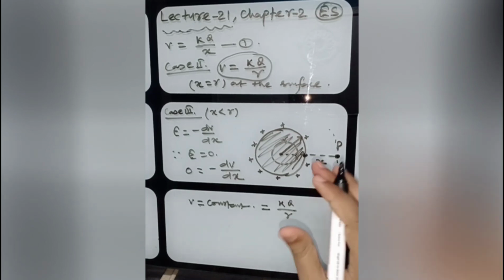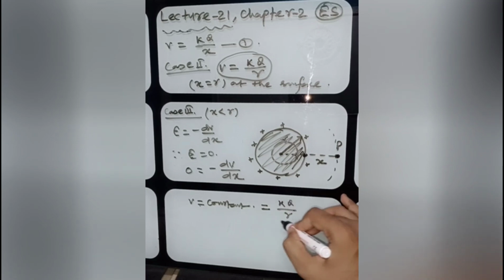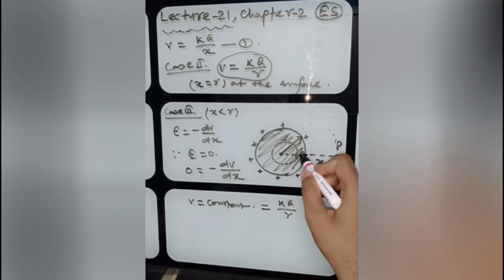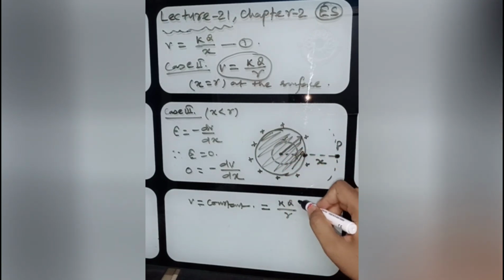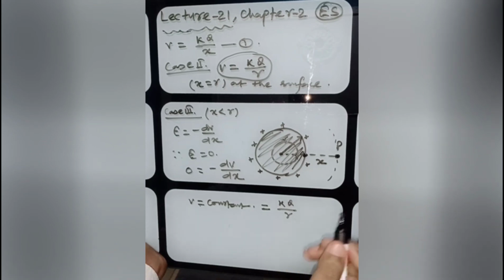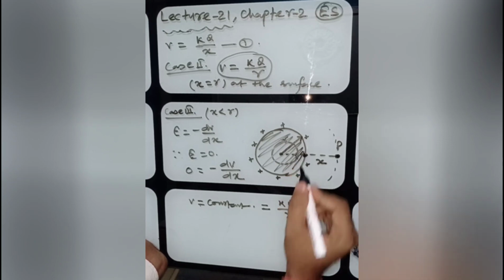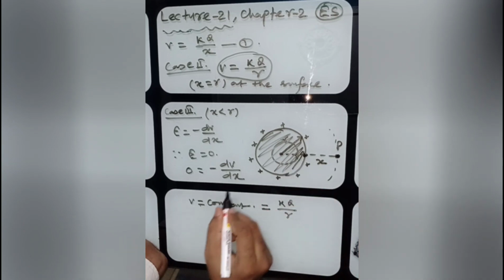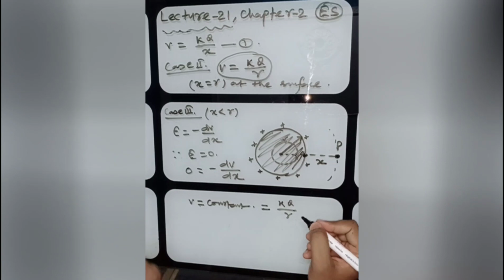Okay, my dear student. So this is the maximum potential. As you are moving to the center, it is still KQ by R. Everywhere it is constant. And remember, this R you are not considering. As you are going in, the potential is not decreasing. Since inside the shell the electric field is 0, that's why this potential is constant. And that constant potential is equal to KQ by R.